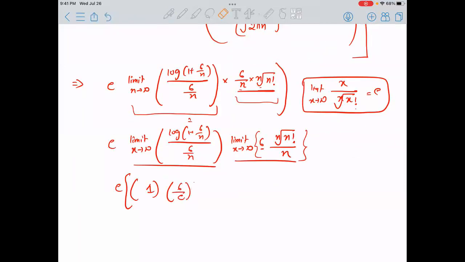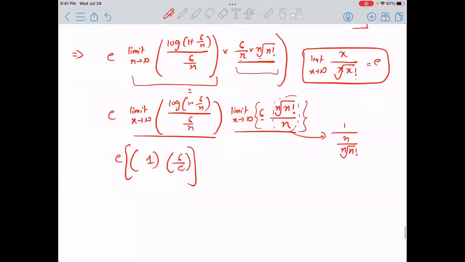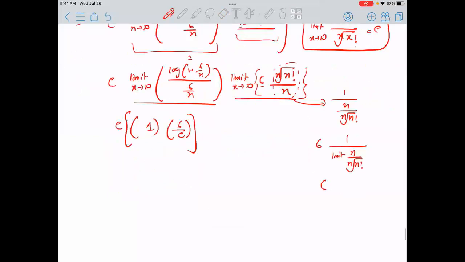I'll explain it again. Look, this can be written as 1 divided by n by nth root n factorial. So apply the limit. 6 into 1 divided by limit of n by nth root n factorial. 6 into 1 by e equals 6 by e. Agree? Yes, sir.